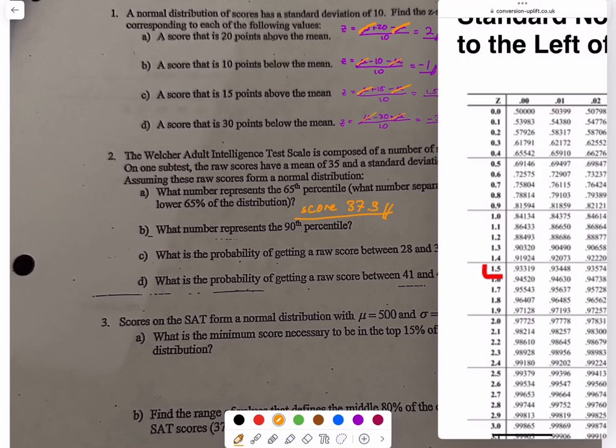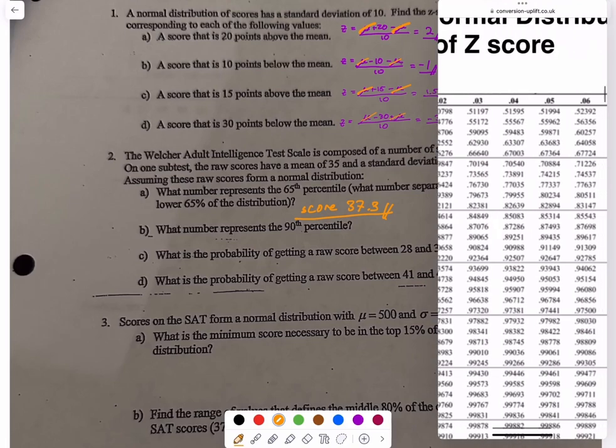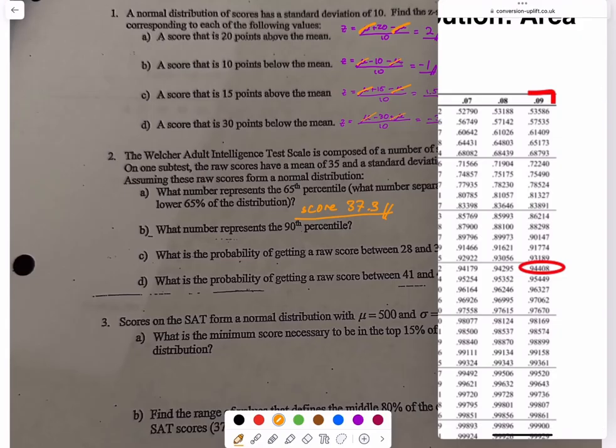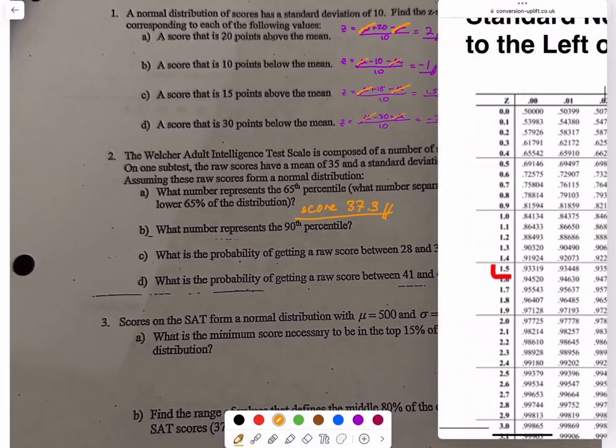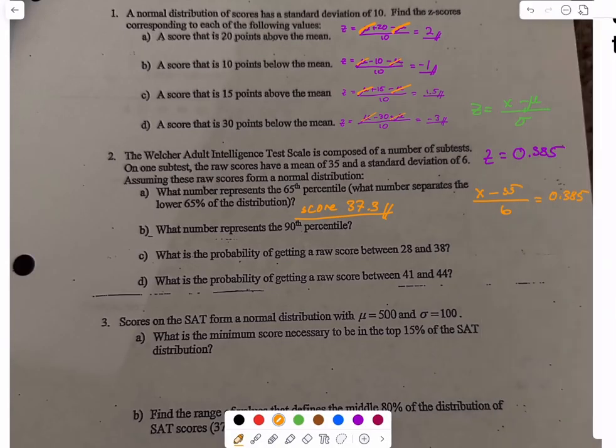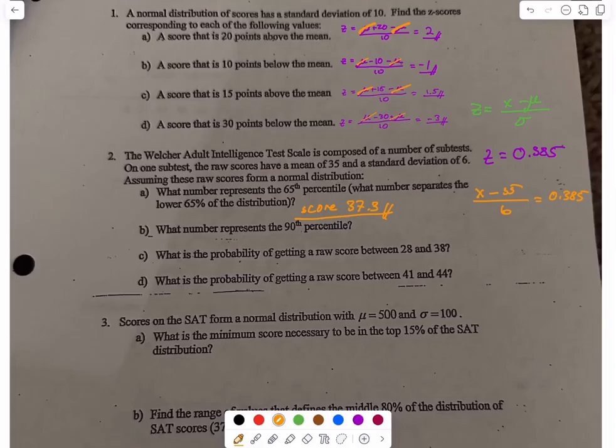Okay. So for this one, if we wanted a 65th percentile, I looked in the chart, and it's the fourth row, between the last two. It's about halfway between the 0.8 and the 0.9, and so that was 0.385, right? So we got a z-score of 0.385. That's where this came from here.